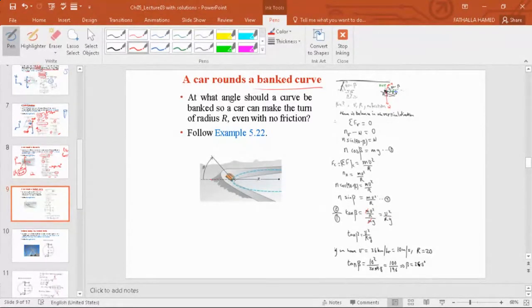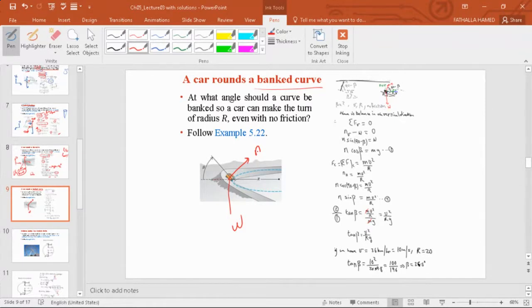So we're not going to deal with the static friction here. It should be done in full, but we're only going to look at the effect of the banking here, how much you bank your curve. So again, if you do your free body diagram here, the weight is down, the normal force is up.